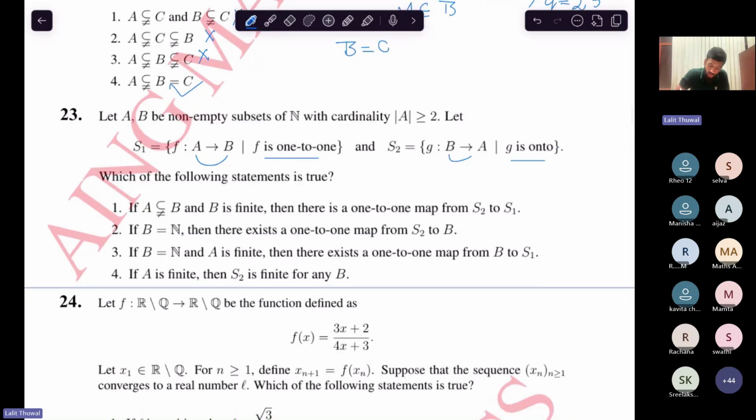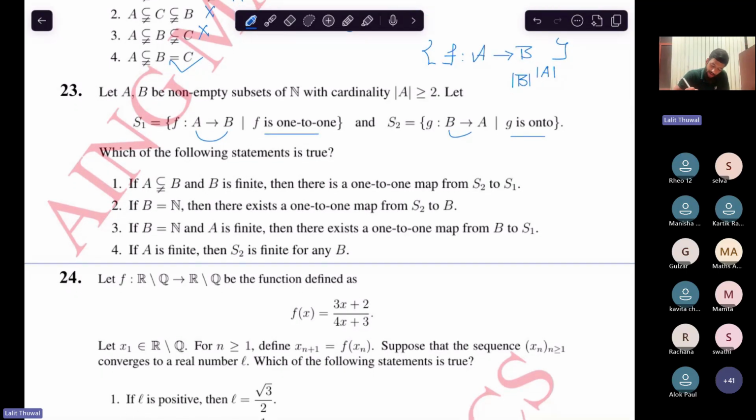Okay. So do you know what is the number of all functions from a set A to B? Cardinality of the set of all functions. Anyway, Guljar, tell me. Sir, B to the power A, B cardinality to the power A cardinality. So this one, right?